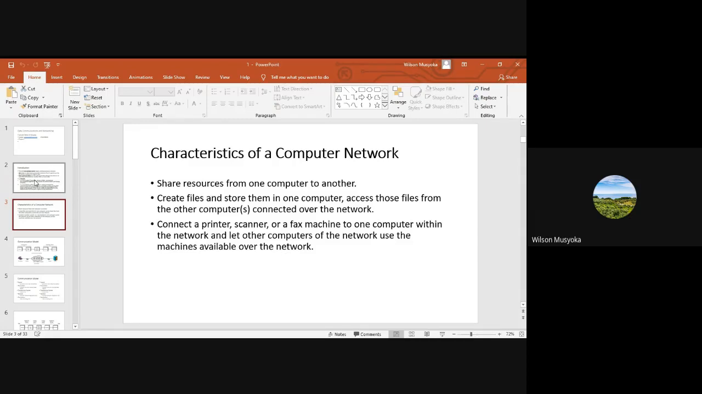So let us understand what are the characteristics of a network. Any network created will be created for sharing of resources. These resources could be files, messages, or information, whatever it is. Also, resources could be physical hardware, printers, scanners, computers, the computing power which is available on the network. All of that are characteristics of networks.